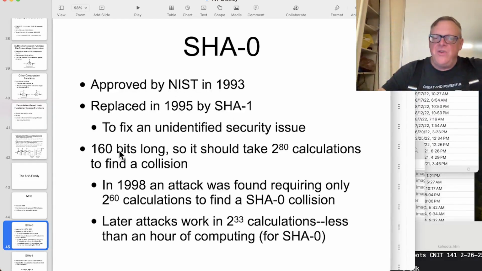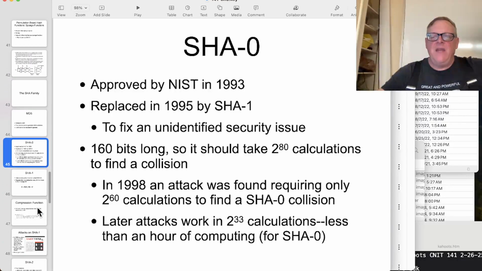The original SHA was 160 bits long, so it should have been effectively uncrackable, 2 to the 80 calculations to find a collision, but they found an attack that only took 2 to the 60. And later attacks can do it in as little as 2 to the 33 to find a collision. So it turns out it's not that good.